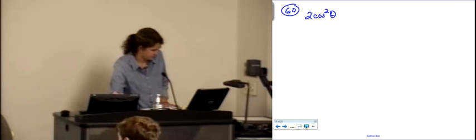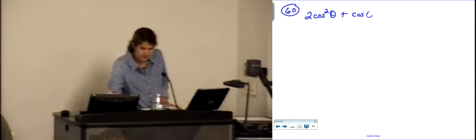So let's switch it up here a little bit. What about this one? 2 cosine squared theta plus the cosine of theta minus 1 equals 0.